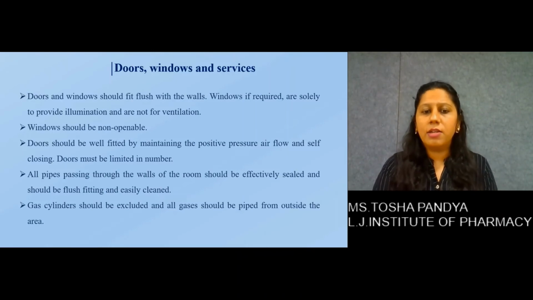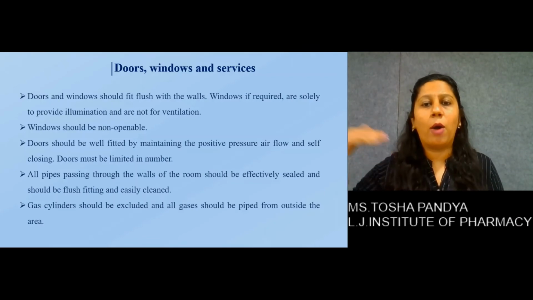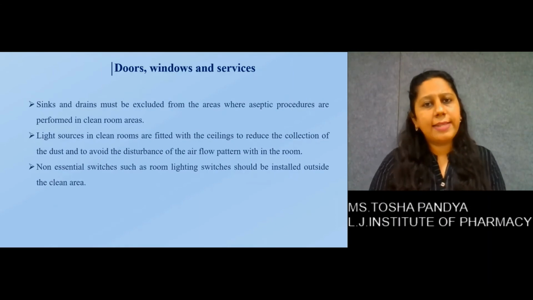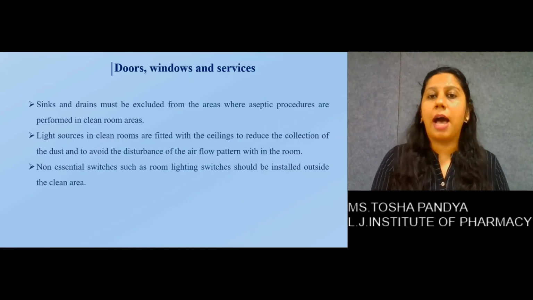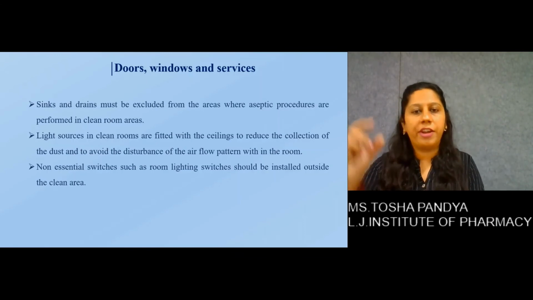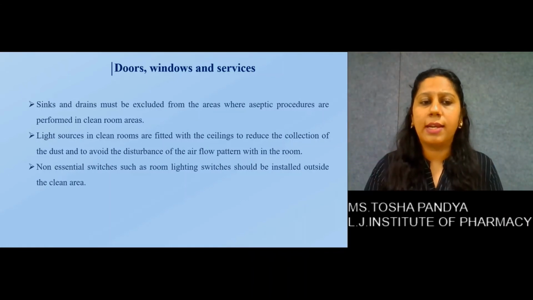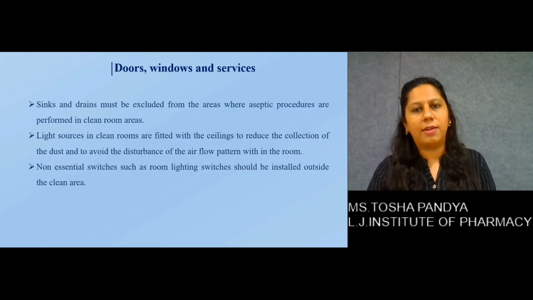Gas cylinders should be excluded here, and all gases should be piped from the outside area. The sinks and drains also should be excluded in areas where aseptic procedures are performed in the clean rooms. The light sources in the clean rooms should be fitted into the ceilings to reduce the collection of dust and to avoid disturbance of the airflow pattern within the room.